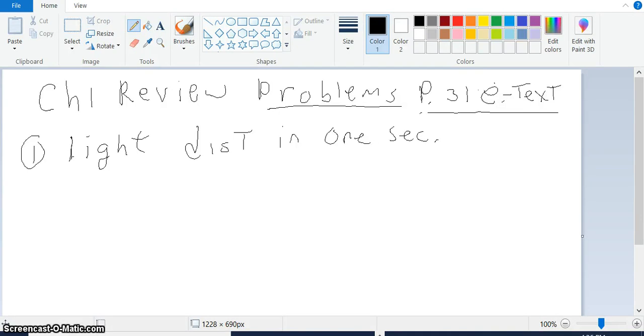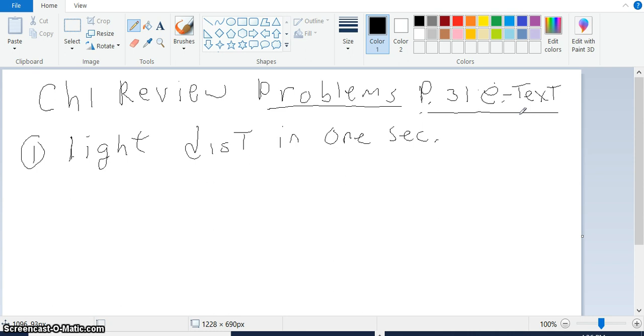All right, this is the Chapter 1 review problems. You can find this on page 31 or thereabouts, page 31 of the e-text. Of course, you got to go online to do that. All right, so these are the problems. Keep in mind, there's some multiple choice stuff there. I'm not going to go over that.